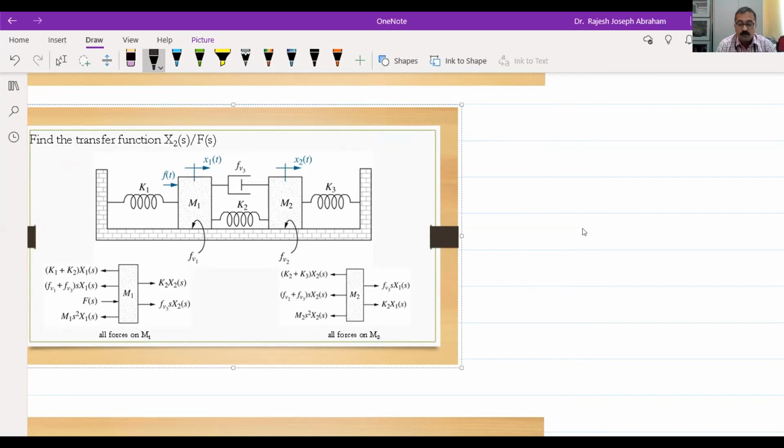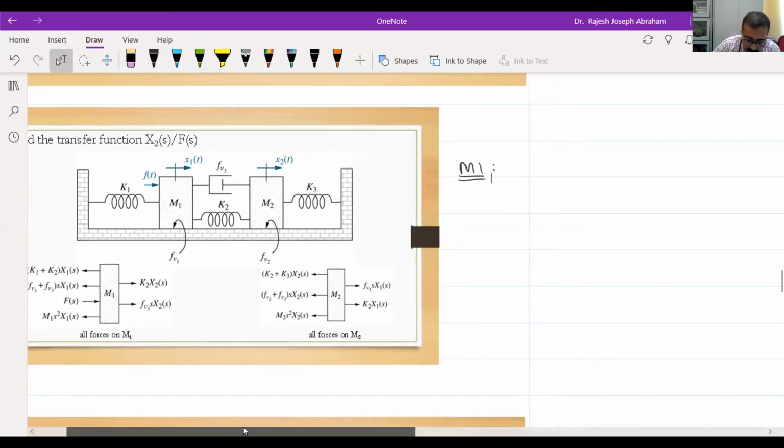So now let us write the force equation for each mass in the Laplace domain. So for mass m1, what will be the force equation?